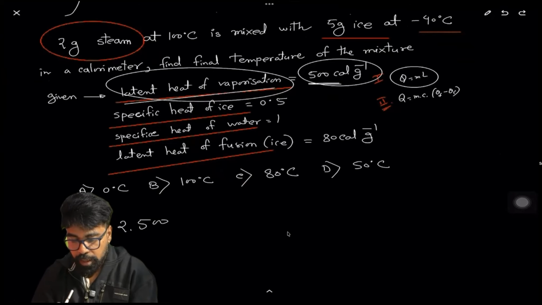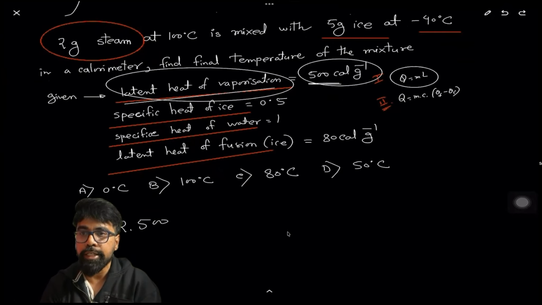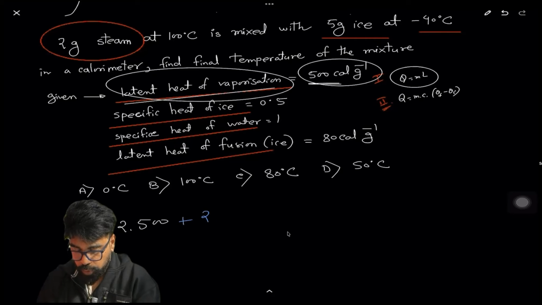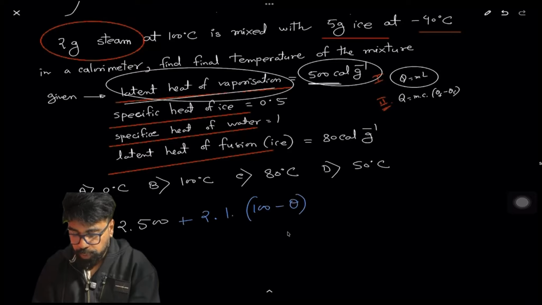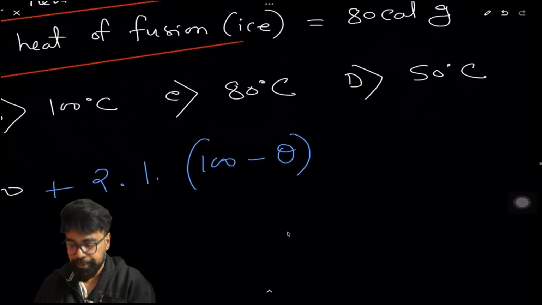Now, after losing this 1000 calorie of heat, steam has become what? Water at 100 degrees Celsius. Water at 100 degrees Celsius will further lose heat to become water at theta degrees Celsius. So for that, I'll write 2 into 1 into (100 minus theta). Remember, in case of heat loss, you write the initial temperature first, then the final temperature.